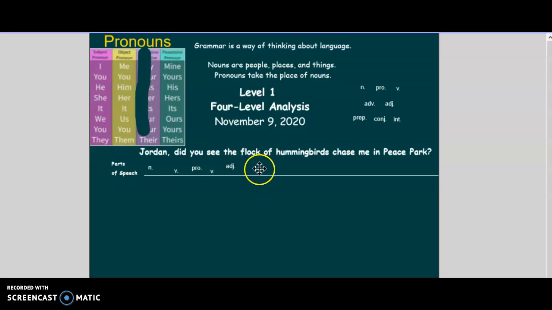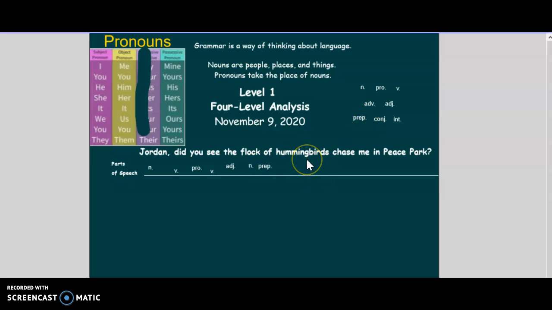All right, I know flock is a thing, but now is it a noun or a pronoun? Well, let me look at my list of pronouns. Flock is clearly not on here. So it must be a noun. It's a thing, it's not a pronoun, it's got to be a noun. Perfect. Of. The word of. Flock of hummingbirds. Is of a person, place, or thing? Certainly not. So that is something else.